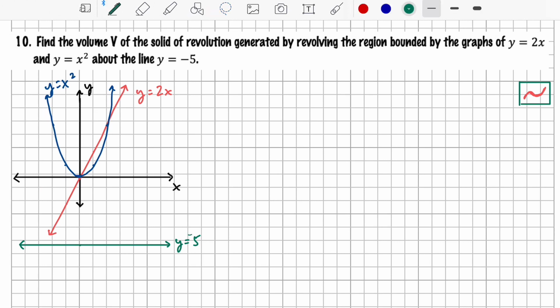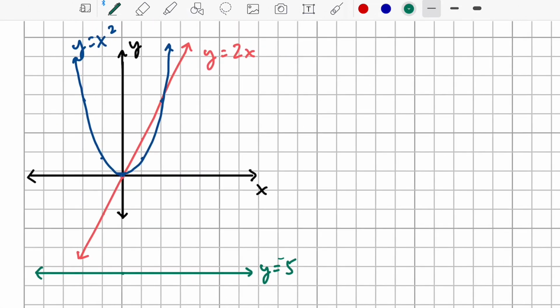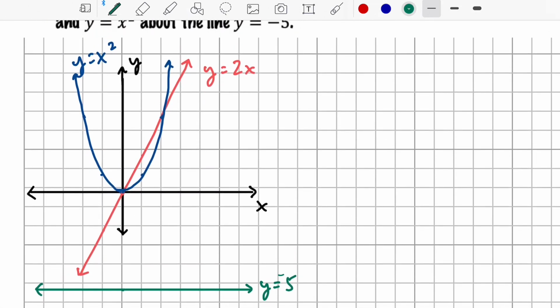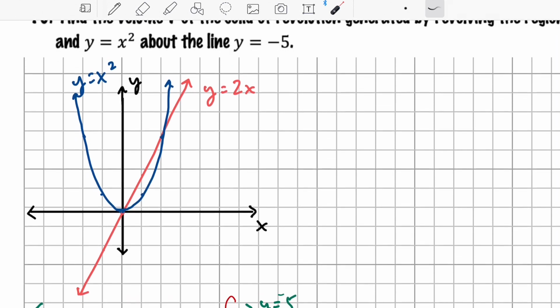Now, this time, it's not about the x-axis. It's about y equals -5. So I'm going to make my little note that I'm rotating about that. But notice, it is a horizontal axis, just like the x-axis. It's horizontal. So we need to find the points of intersection.